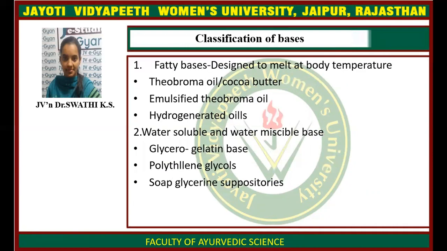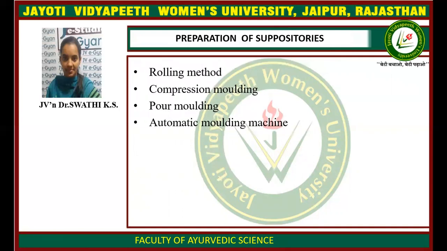Classification of the bases. The first one is the fatty bases, designed to melt at body temperature, like theobroma oil, cocoa butter, emulsified theobroma oil and hydrogenated oils. Second, water soluble and water miscible bases like glycerogelatin base, polyethylene glycol, soap and glycerin suppositories. Coming to the preparation of suppositories, there are 4 methods: first the rolling method, next compression molding, next pour molding, and automatic molding machines.